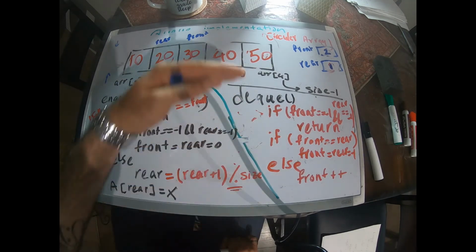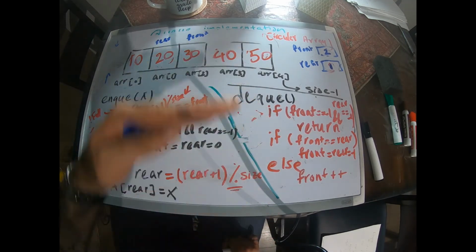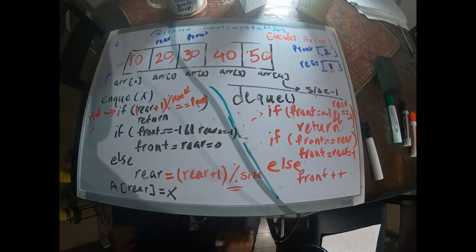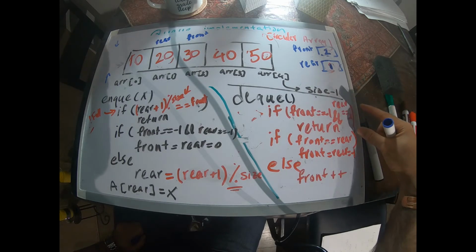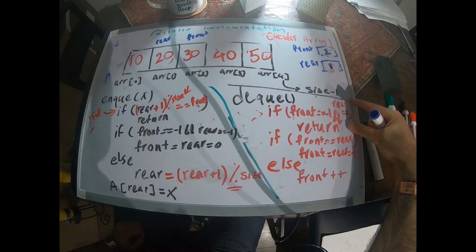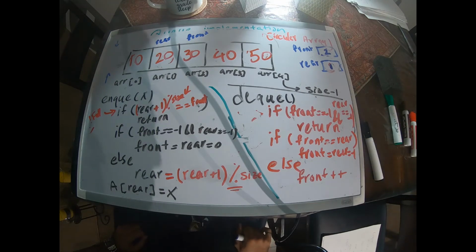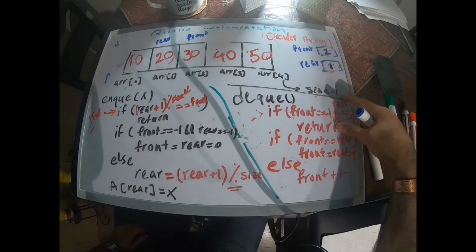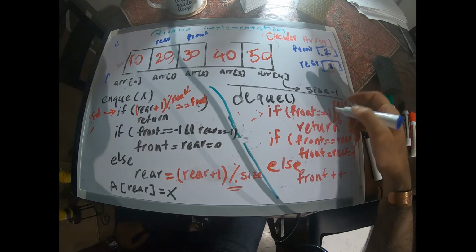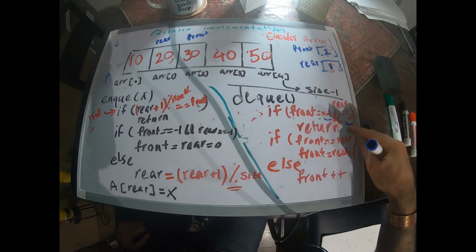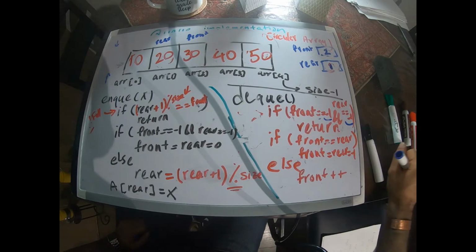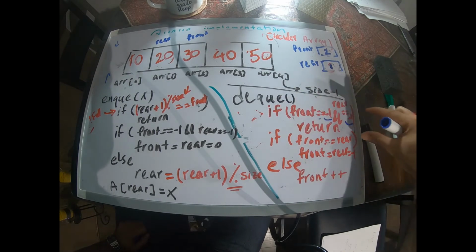Let's see if this DQ function needs to be changed. This DQ pseudocode needs to be changed. So what do we have to first do when we want to DQ? First, we have to check if our Q is empty or not. If it is empty, this is going to be the condition, because we always make sure to initialize front and rear to -1, right? So that's going to be correct. We don't need to change this part.